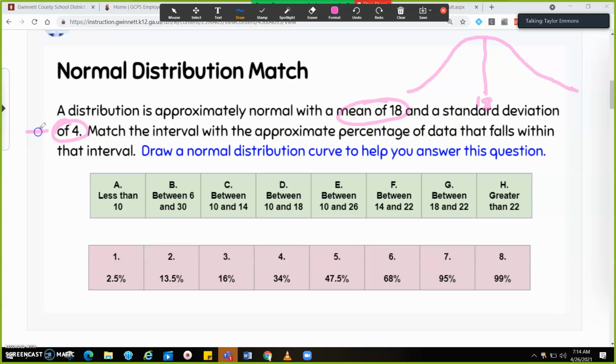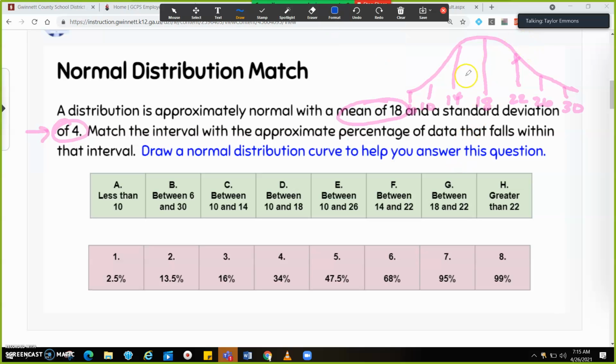And then you're going to take the standard deviation, which was 4, and we're going to add 4 to 18. So that's going to give us 22. We're going to repeat that process again, which is going to give us 26, and then one more time, which is going to give us 30. And on the left side, we're going to subtract our standard deviation, which is going to give us 14, 10, and 6.